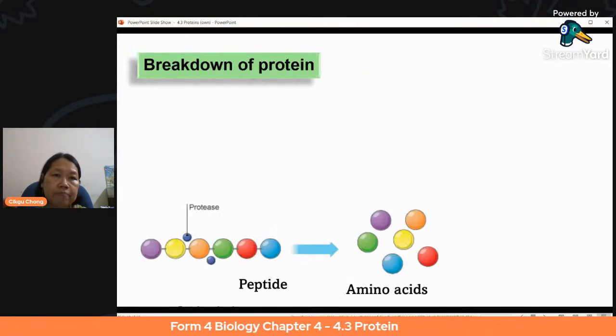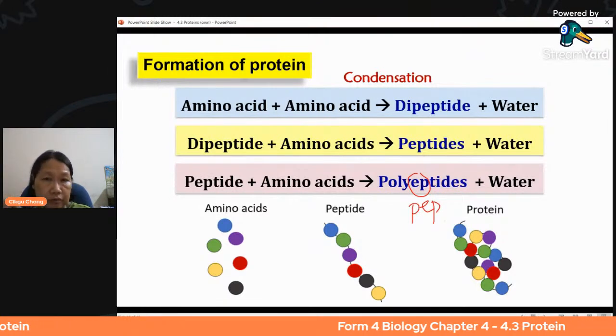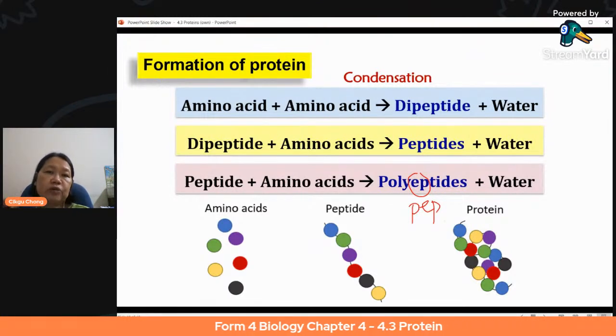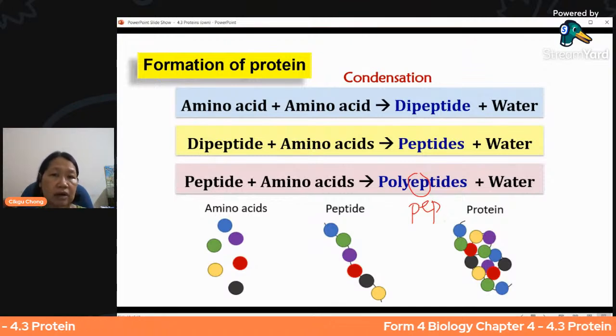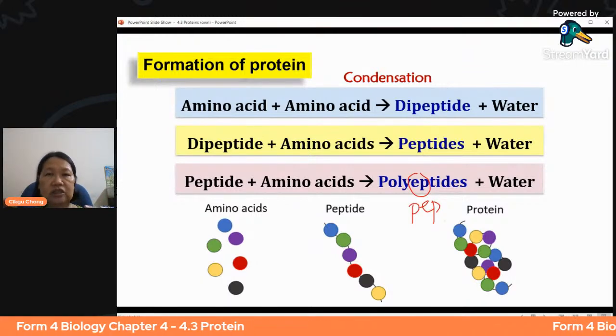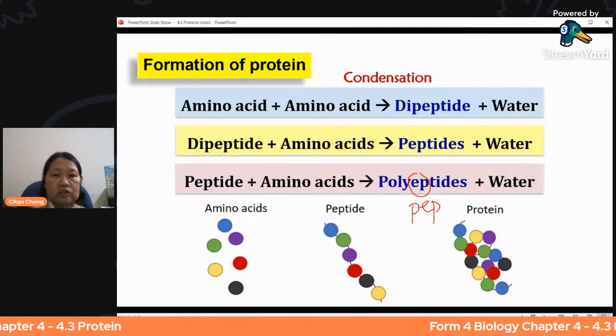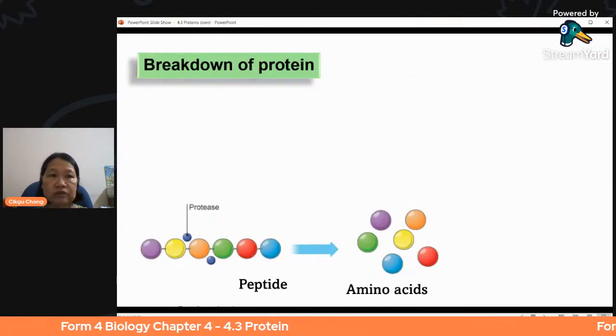Okay, now what about breaking down a protein? If I can make protein by joining together, can I break down a protein? Yes, of course. When you eat your meats, your chicken, your fish and all that, it goes into the stomach. Remember, in your stomach, it will be broken down. You learned that in Form 2, right? Chapter 3. Your protein will be digested into polypeptide first. Then it goes further into the small intestine, and then it will ultimately be broken down into amino acid. Okay, so it's a reverse.